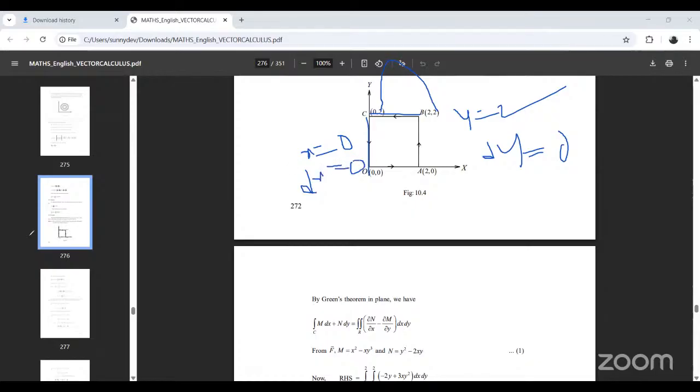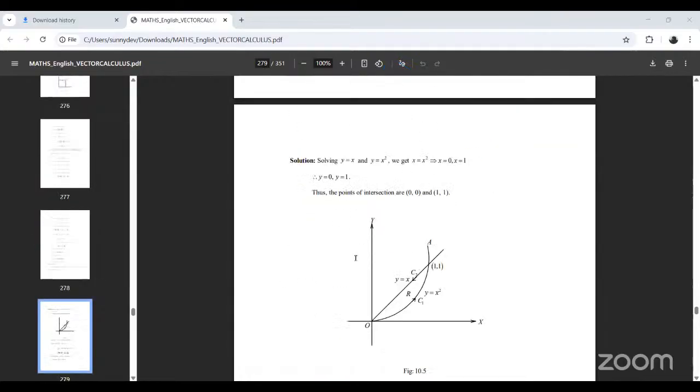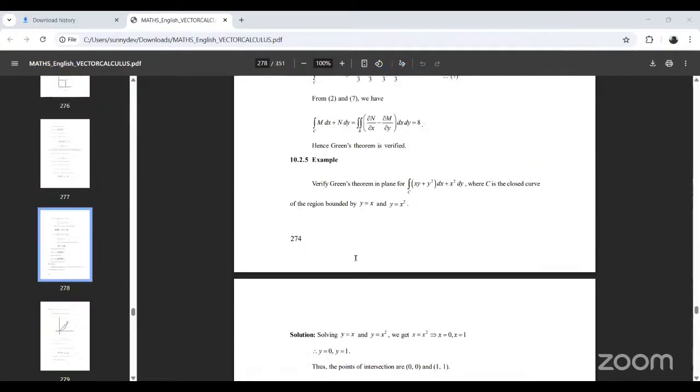So this is what we have for this problem. We prove LHS and RHS. We found the LHS and we found the RHS and both are equal. So we can say that Green's theorem is verified.